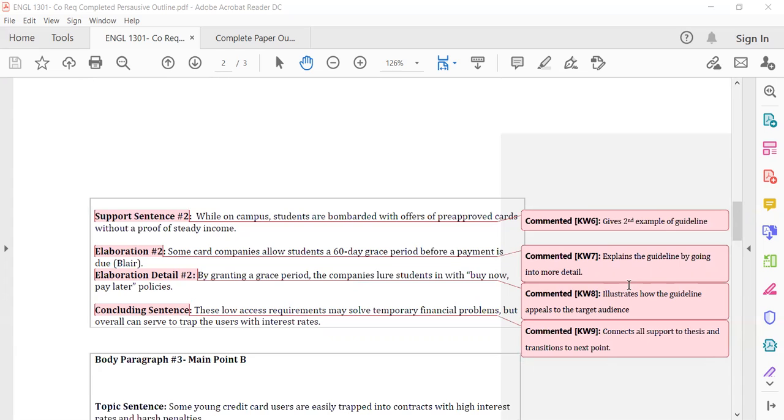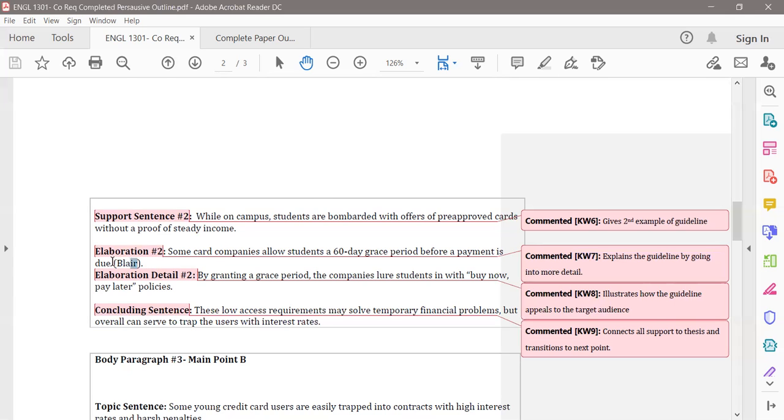Secondly, again, your elaboration is going to explain this guideline again. And so I tell you that some credit card companies allow students a 60-day grace period before payment is due. Here I did have a little bit of research within this. Your paper, you are not required to have any research. I actually don't want you to, but I did give credit here. That's why you see that Blair right there.